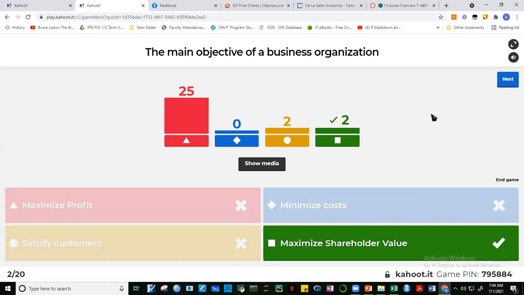But the main objective of a business organization should be to maximize the stock price or maximize shareholder value. Okay? So I hope that's clear. Explain na lang natin mamaya to, no?